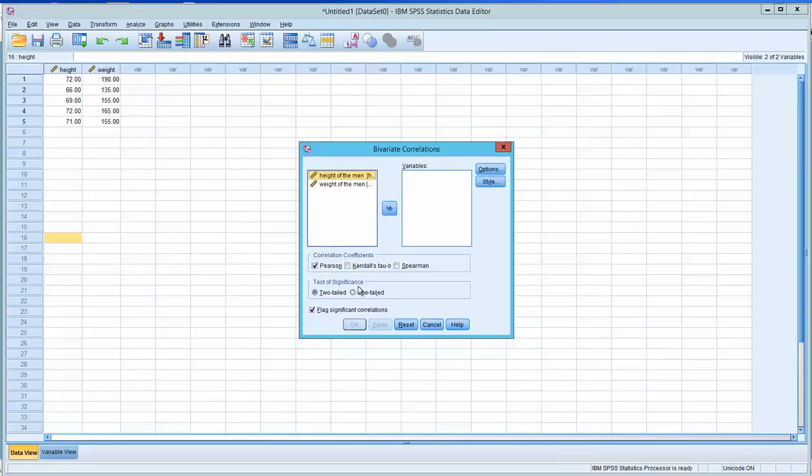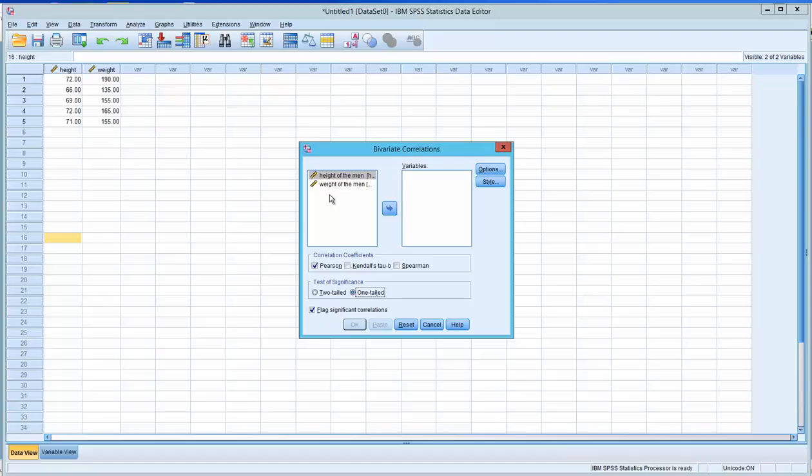Under test of significance, it will check two-tailed by default, but we don't want two-tailed. We always are looking at a one-tailed test. So move the button to the one-tailed test, and then you will see flag significant correlations already checked, because SPSS wants to tell you, hey, look here, this correlation is significant. I flagged it for you. That's why this is checked by default for you.